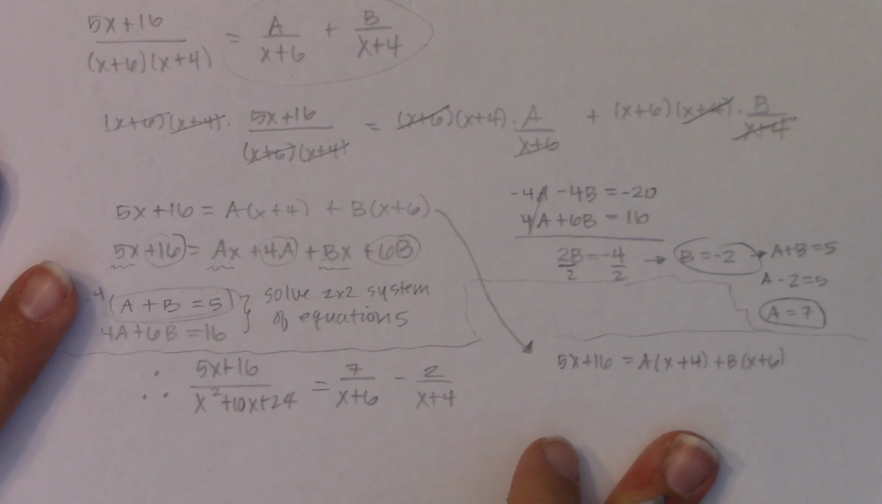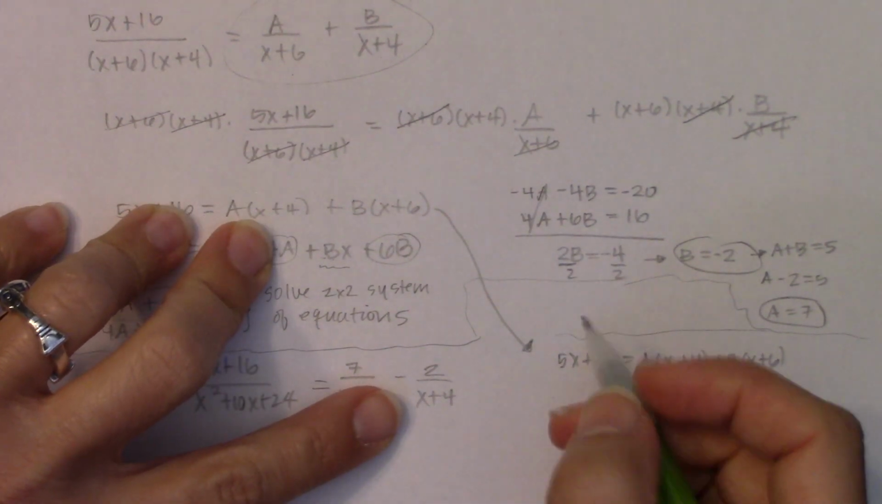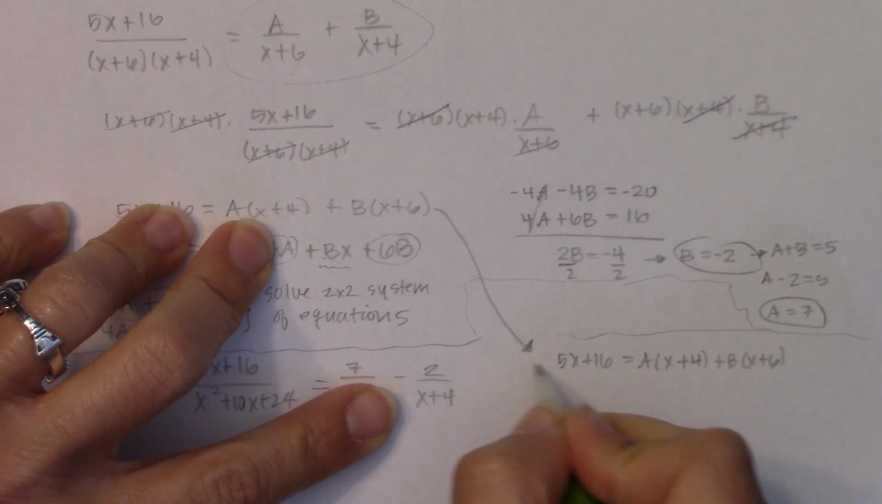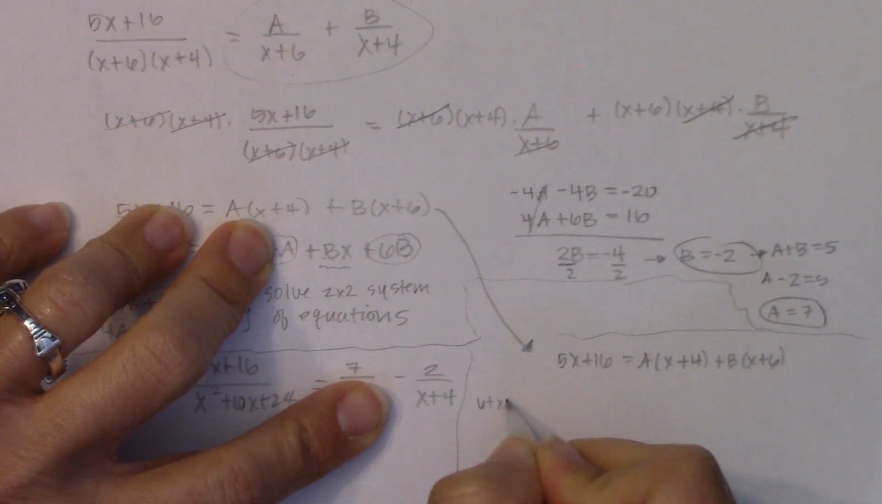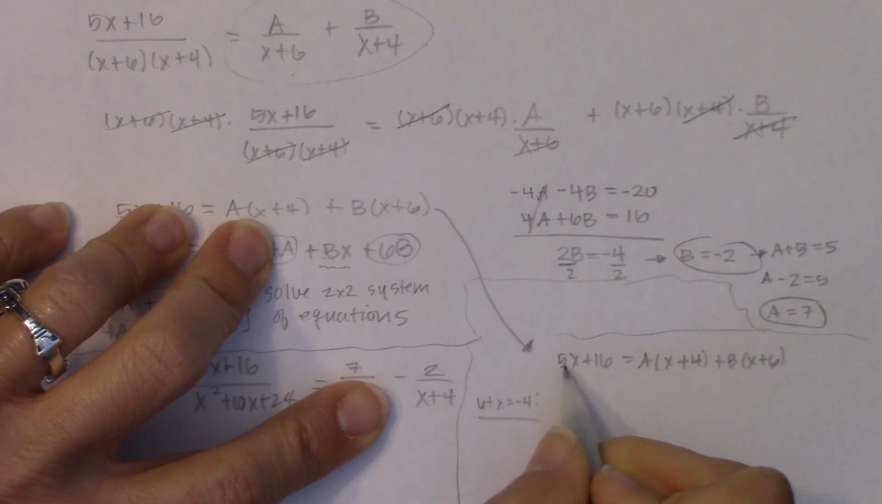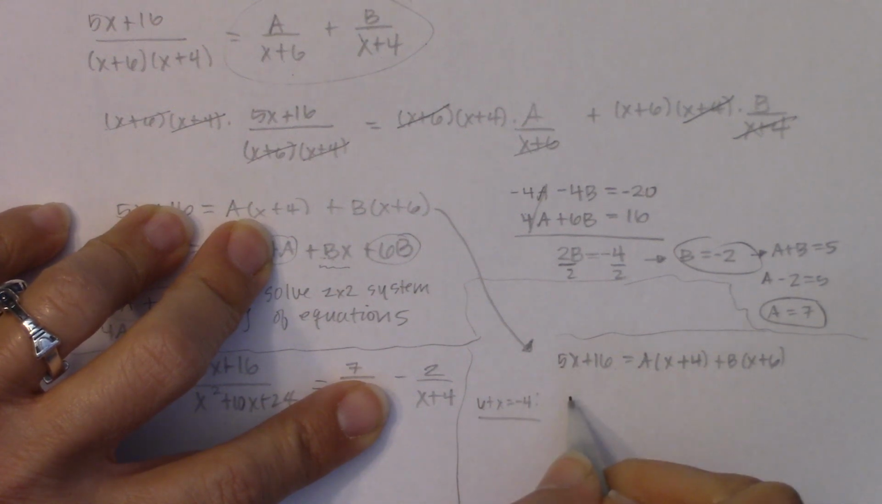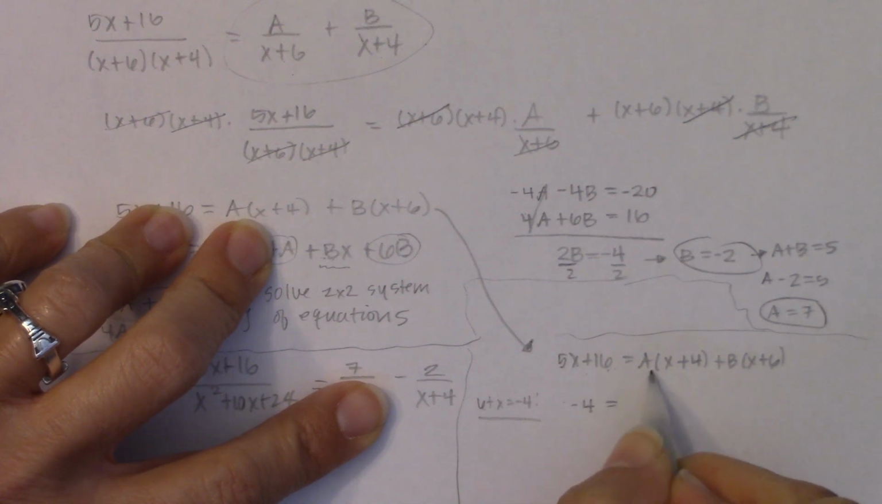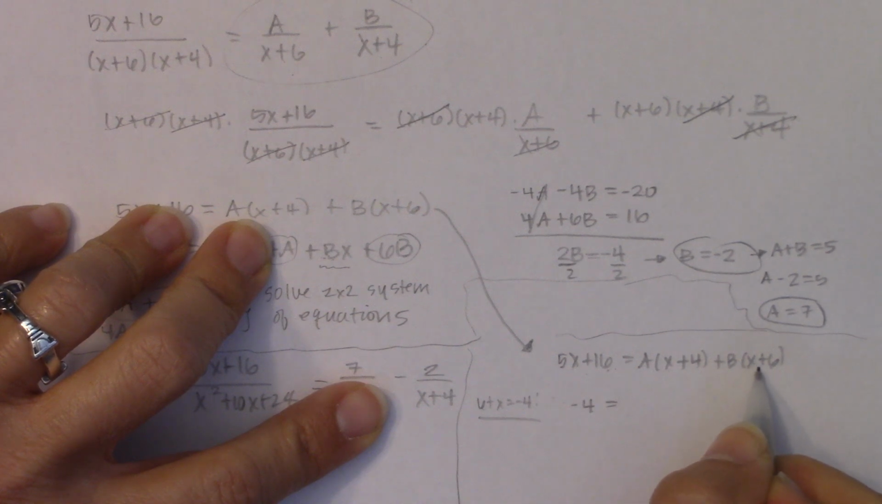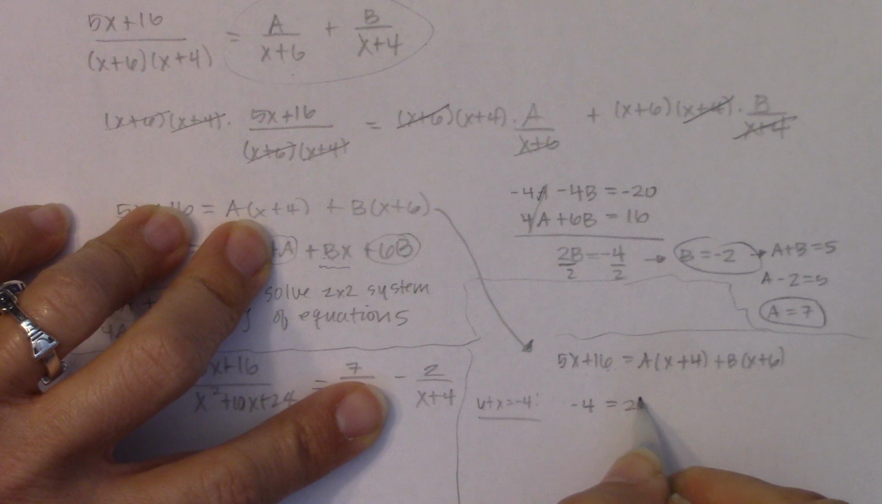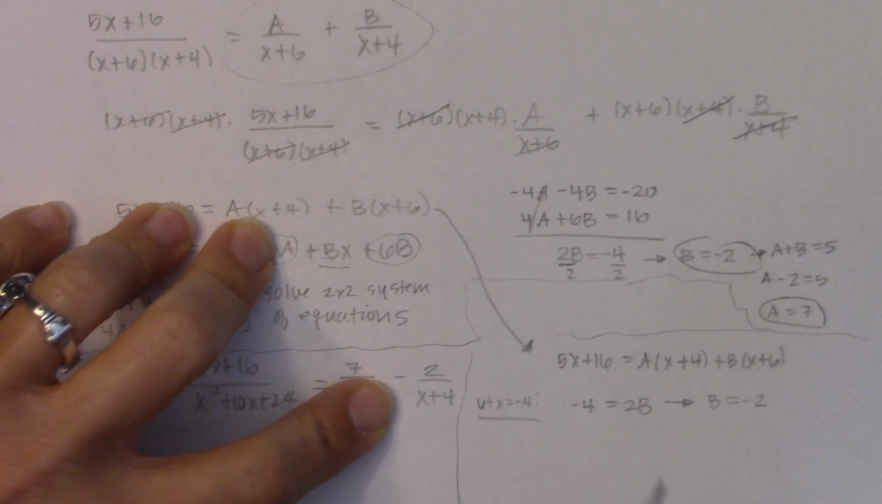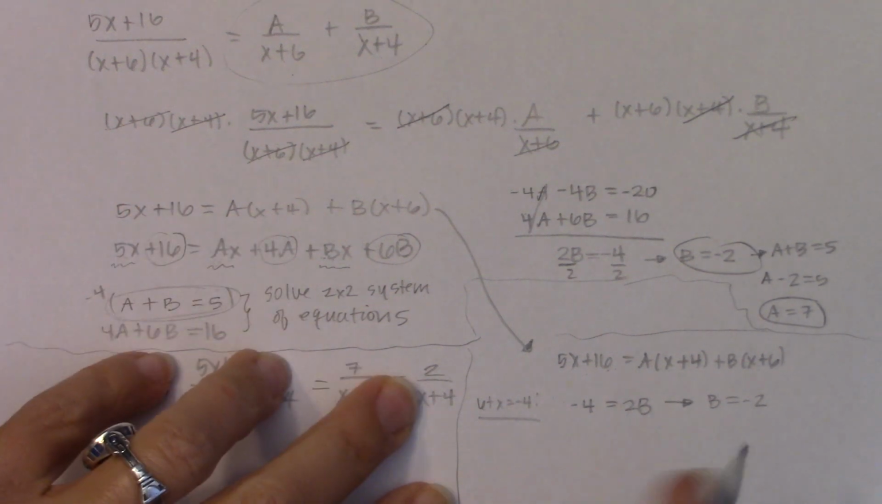And let me scooch up just a wee bit more here. So what I could do here is, and I'm going to pick specific values, right? So I'm going to let x equal -4 intentionally, okay? If x is -4, 5 times -4 is -20. -20 plus 16 is -4, right? If x is -4, -4 plus 4 is 0, and this term zeroes out. If x is -4, -4 plus 6 is 2, so this becomes 2b. And if you divide both sides by 2, you get -2, right? So that might be seen as maybe a faster way of getting there.